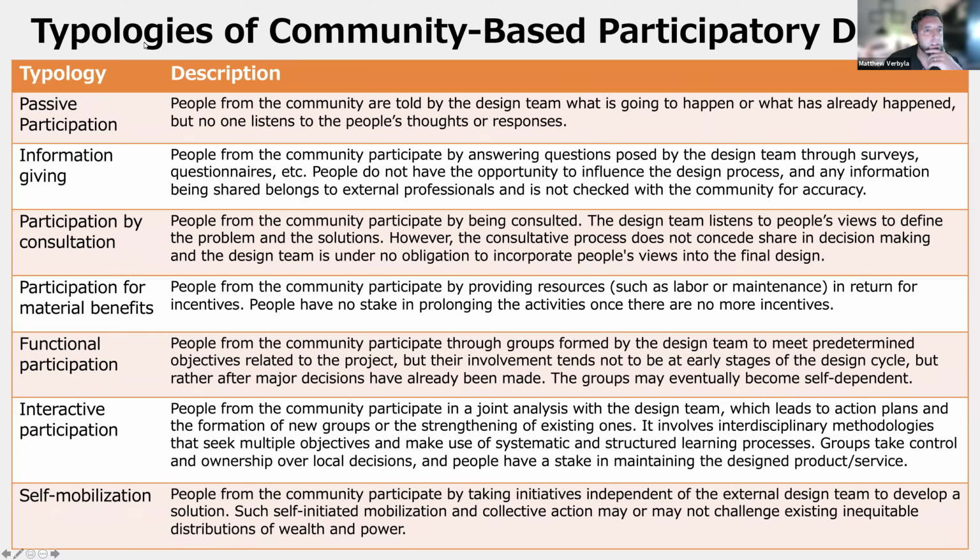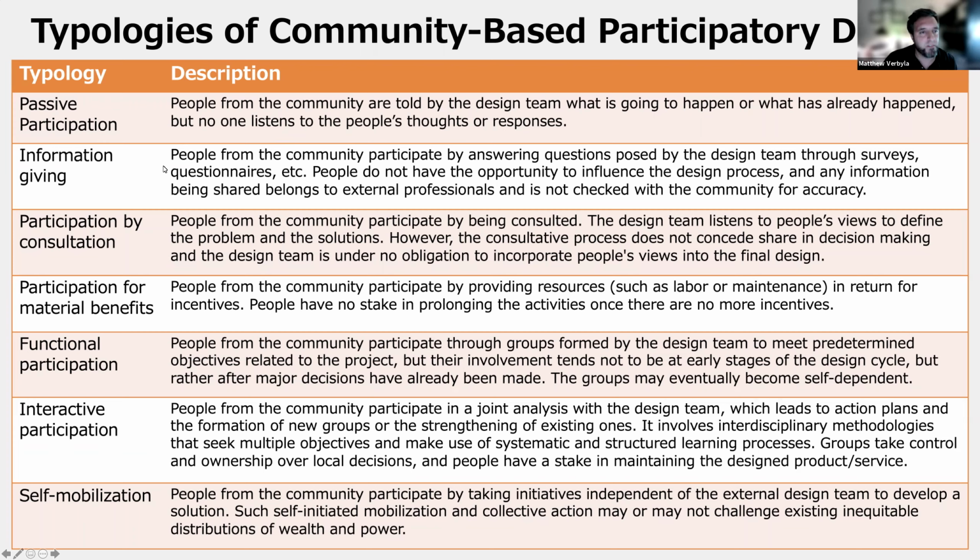So these typologies can be used to describe the level of community input into the design thinking process, right? So we have here at the top passive participation, which is very low input from the community. In this type of project, people from a community might be told by the design team what is going to happen, or maybe even something that's already happened. But no one on the design team necessarily listens to or pays attention to people's thoughts or responses, right? So there is communication happening, but it's one-directional communication. It's happening from the design team to the community, and there's no opportunity for input or for interaction.